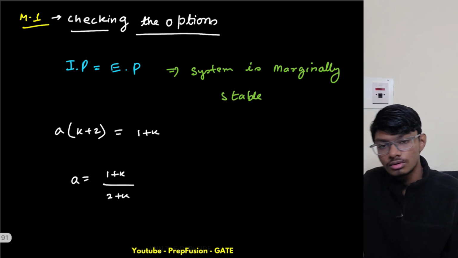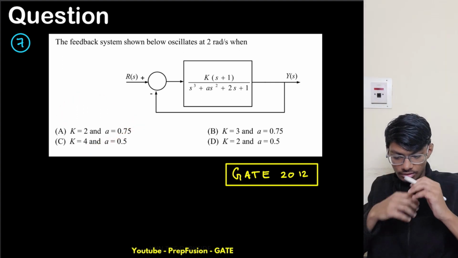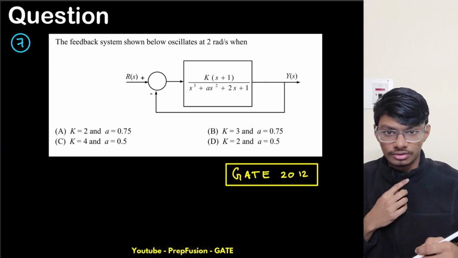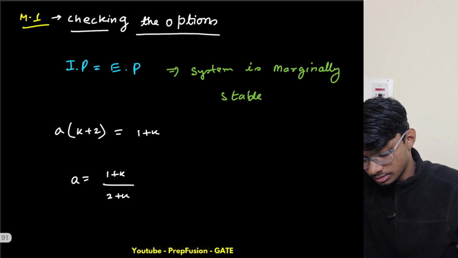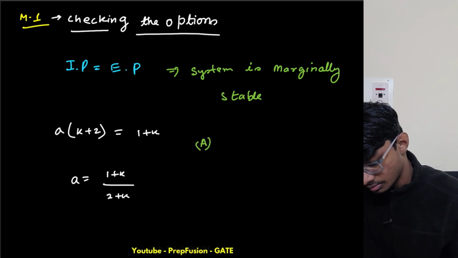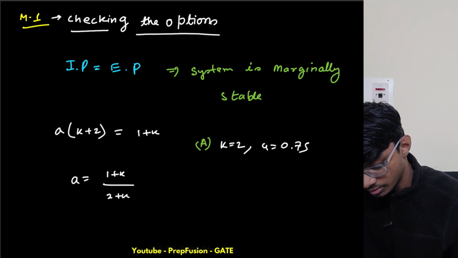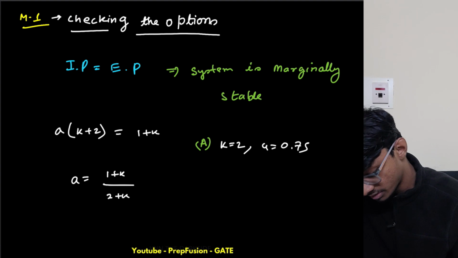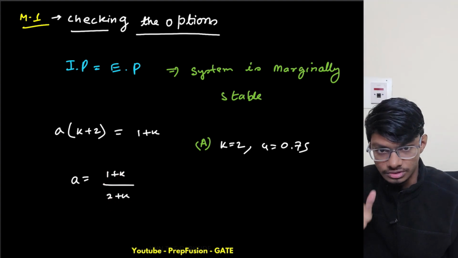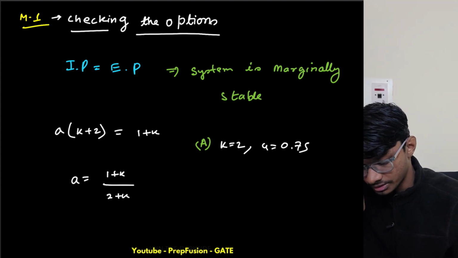Now I will just check the options. GATE also gave us options. I think this question will not be solved in enough time if they don't give you options, it will be very difficult. But if they give you options, I will check for each option. I'll check the first option, K equals 2, and a should be equal to 0.75. If I put this, I get (1 plus 2) divided by (2 plus 2), which is 3 by 4, equal to 0.75 itself. So my first option here is satisfying.